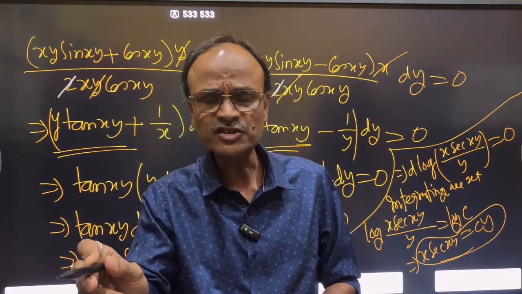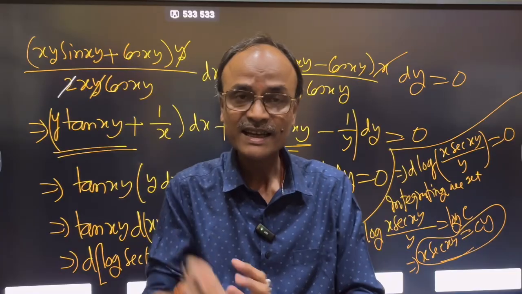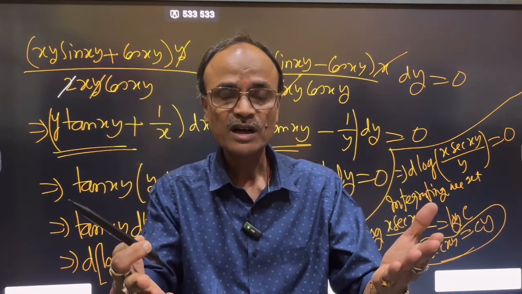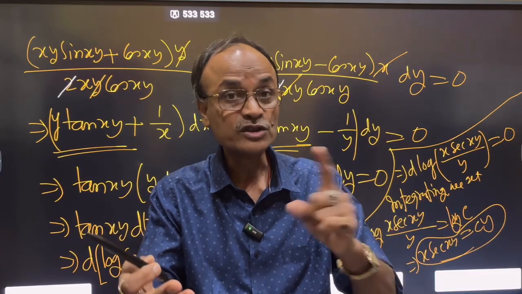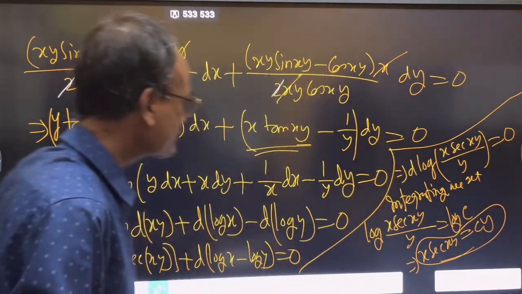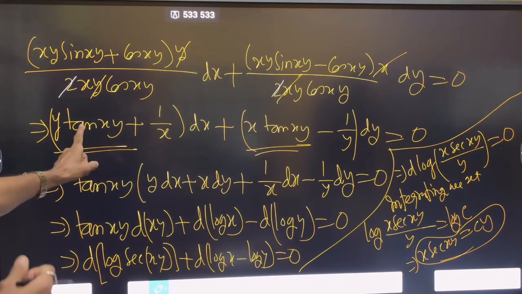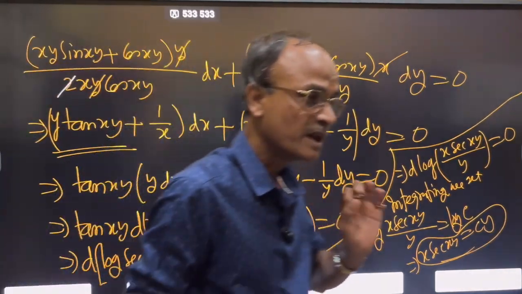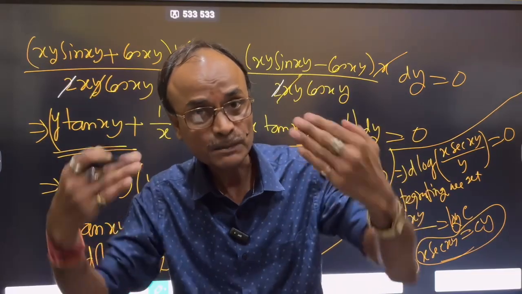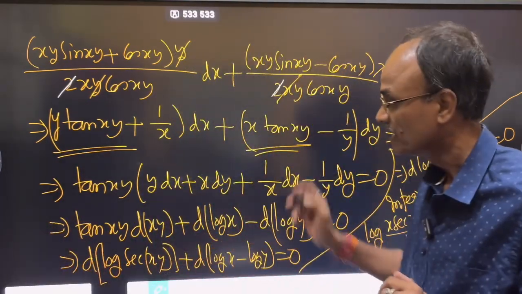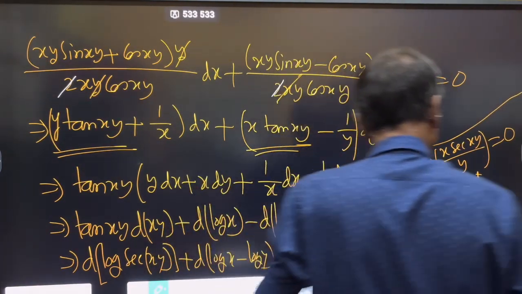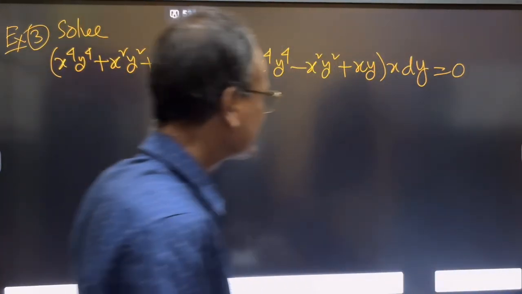Integrate M dx treating y as constant, plus integrate N dy taking only those terms in N which do not contain x. What is M? M here is from the differential equation obtained after multiplying by the integrating factor. Therefore, this is the answer of the differential equation. Now, let me solve this problem here.